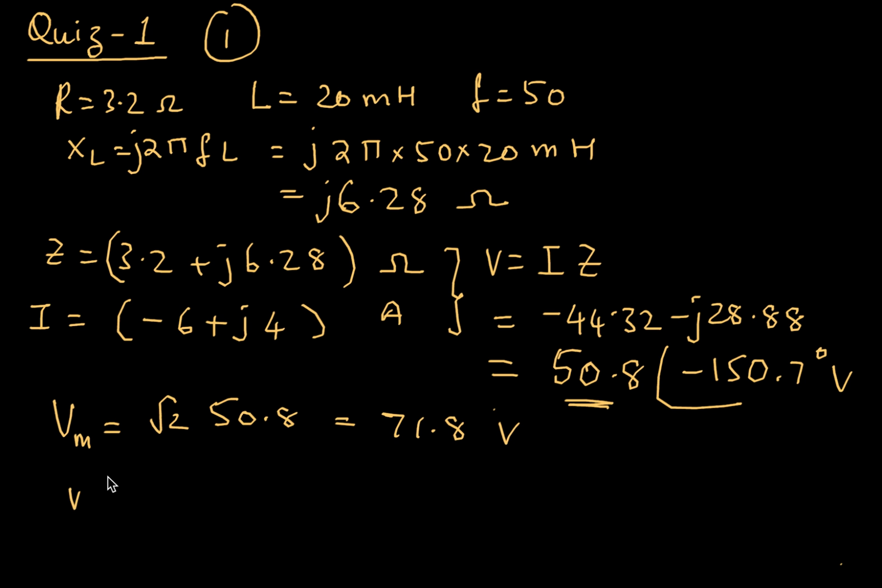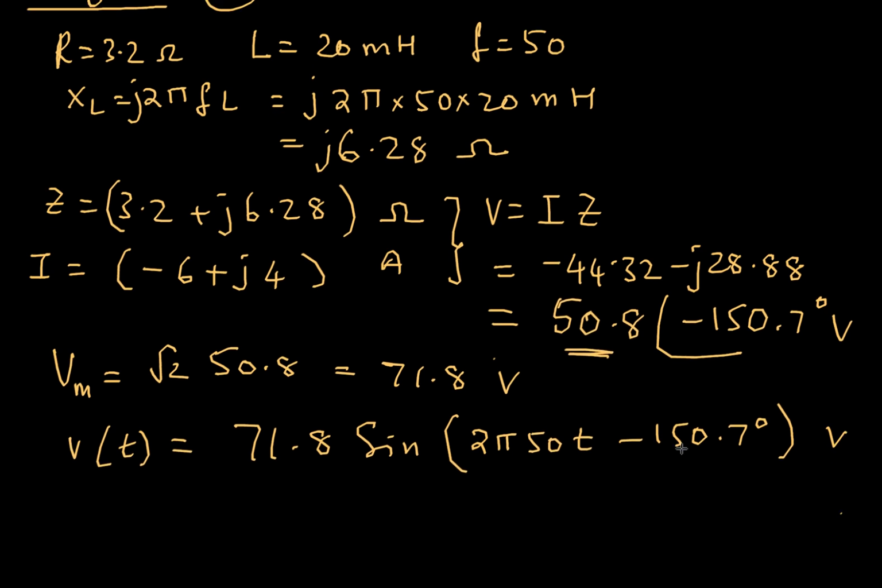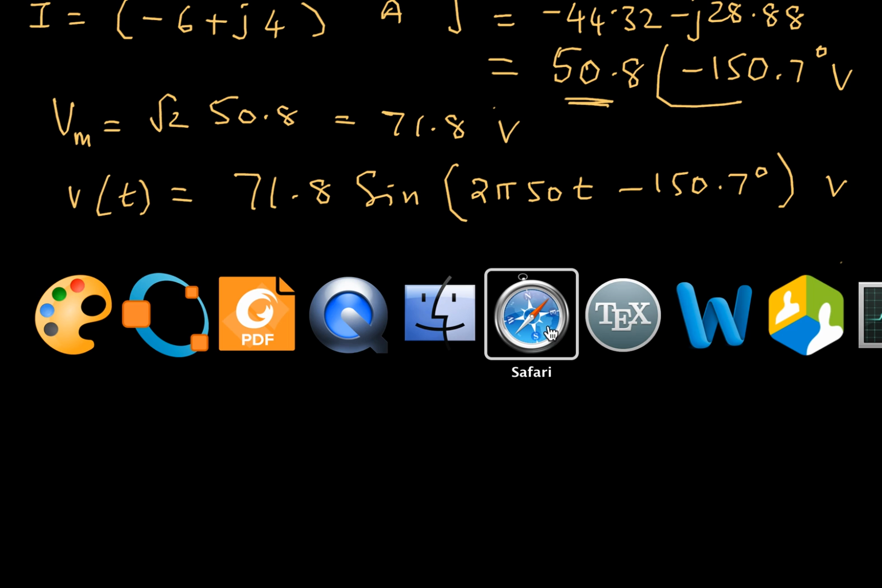So therefore V of t I can write as 71.8 sine. So omega is 2 pi f. So 2 pi into 50 omega t, and then the phase angle is minus 150.7 degrees. Okay, so this is in radians and this is in degrees, so as not to confuse. So this is the expression for voltage. Now let's go back to the question.